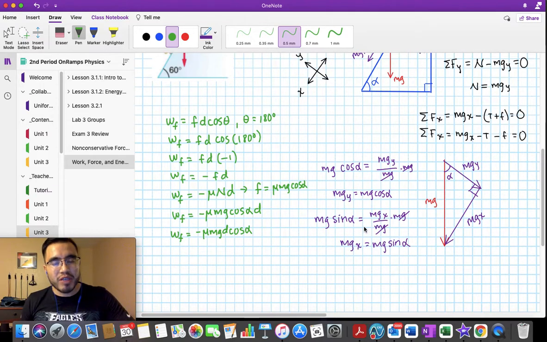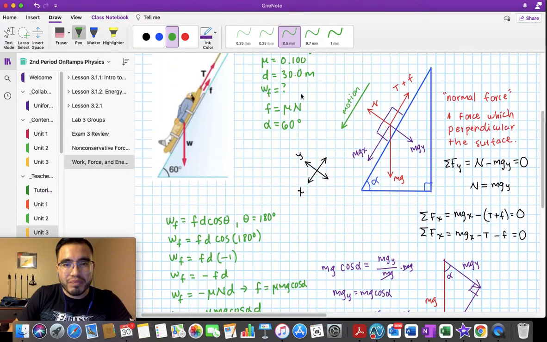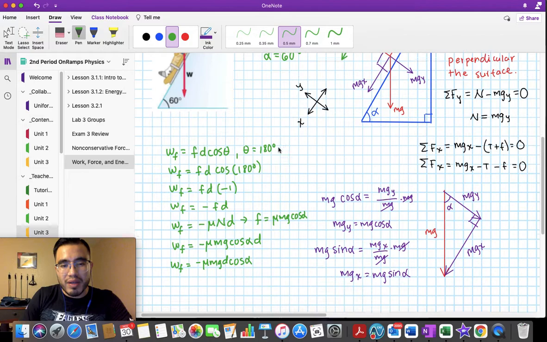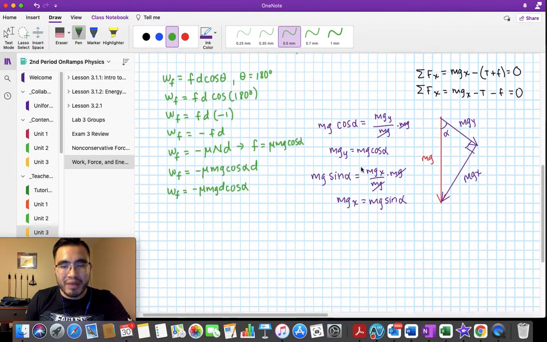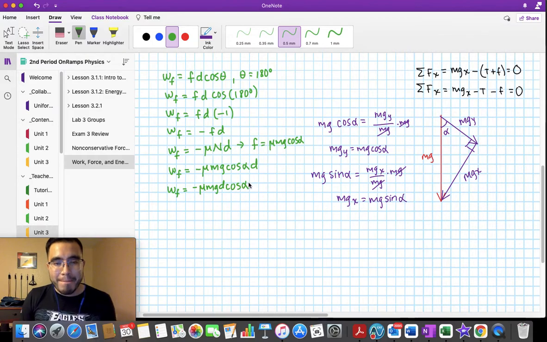And that is it, because we have all of the variables. We have the coefficient of friction, mass, acceleration due to gravity, distance, and the angle alpha. Don't forget, make sure your calculator is on degree mode, not radians, okay? And once you substitute, once you plug it in, you're going to find the answer. And I'm going to leave it like that.